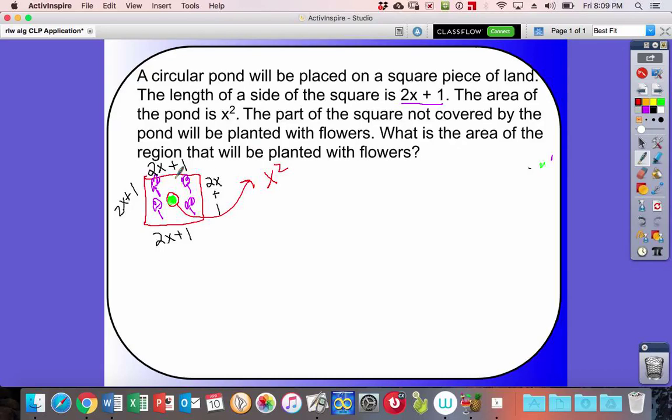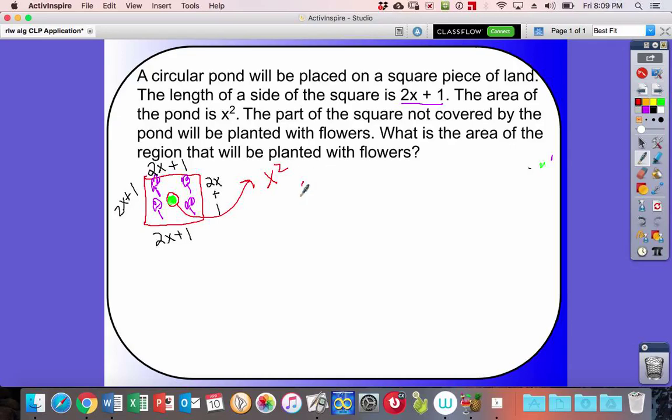Okay, the part of the square not covered by the pond will be planted with flowers. What is the area of the region that will be planted with flowers? So the idea is, you know what the area of the circle is, and once you take geometry, you're going to be able to tell me what the area of that circle is, but I was nice and gave it to you. And you want to take the whole area of the square and subtract off the area of the pond.